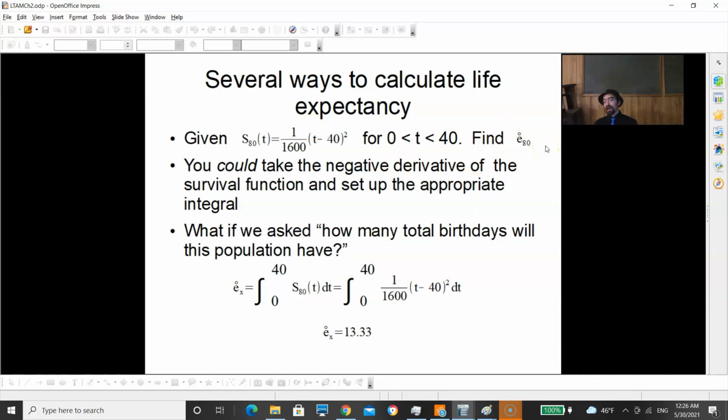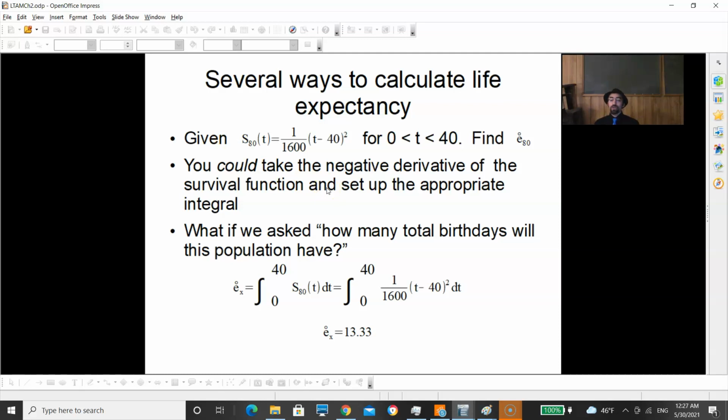So suppose you had to find the complete expectation of life for the 80-year-old. If you're thinking in terms of Exam P, you'd probably say, well, I'd want the probability density. I at least know how to get it, right? It's the negative derivative of the survival function. And then I'd integrate t times the probability density of t. You could do that. There's a simpler way.